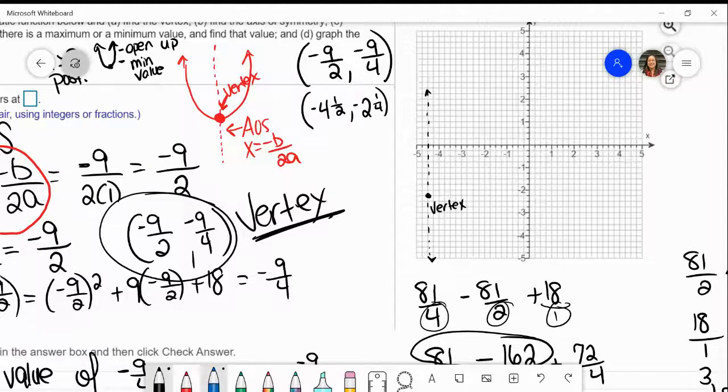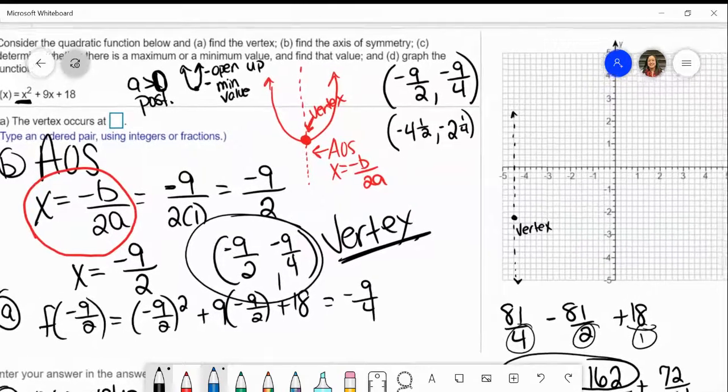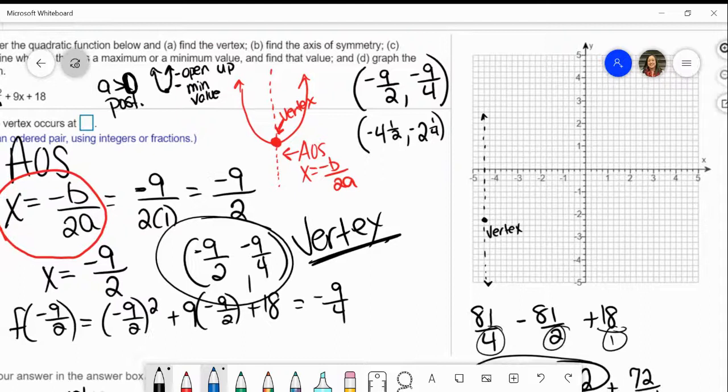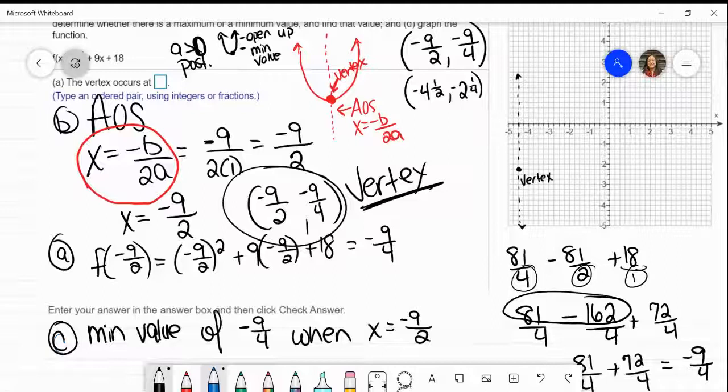And I need to find another point. And honestly, what I would normally do is graph my y-intercept. But that's not the case here. I need one other point. So there's a few tricks that students use to find points. I don't like using tricks. I want you to understand how the math works.